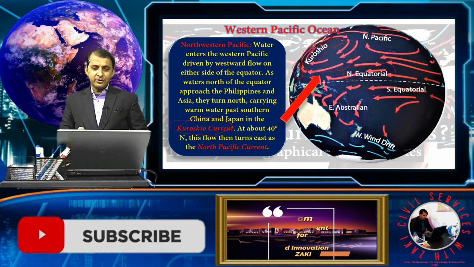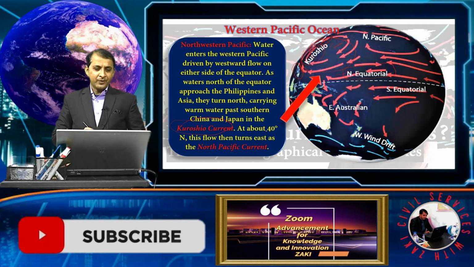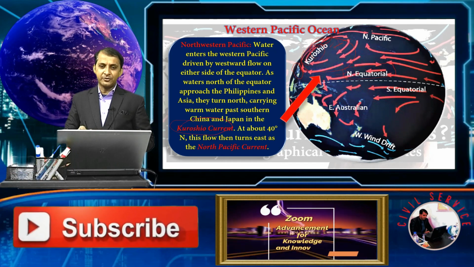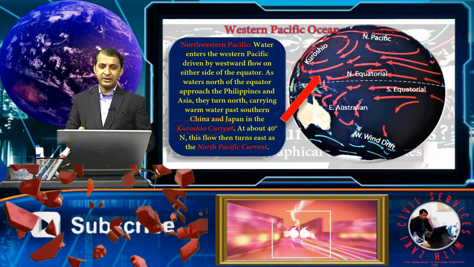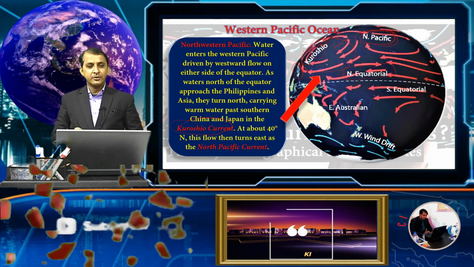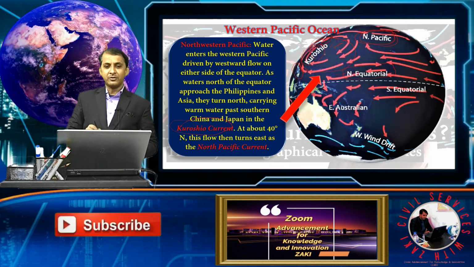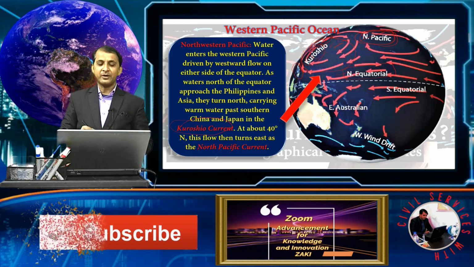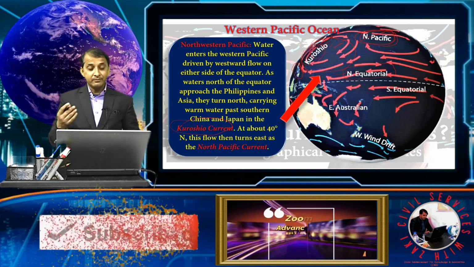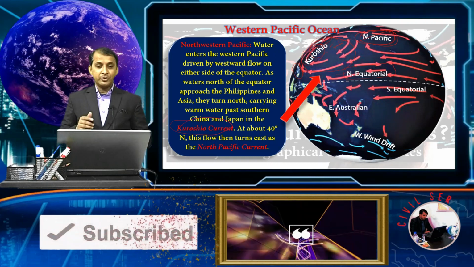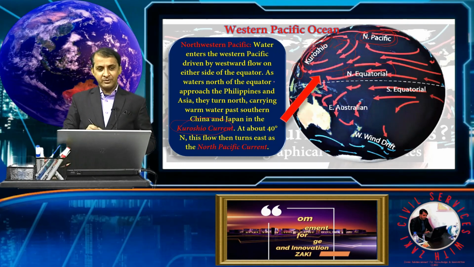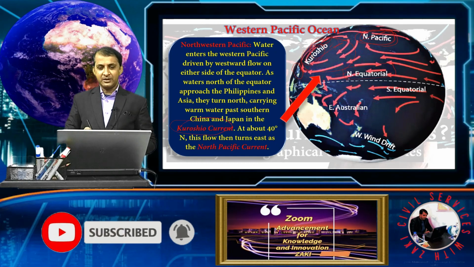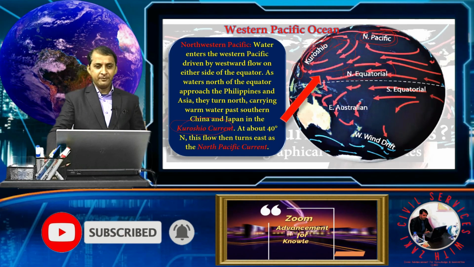At about 40 degrees north, this flow then turns into the North Pacific current. So this is basically the northwestern Pacific. The North Pacific current and the Kuroshio current are warm currents. So in the western Pacific, you find the Kuroshio current, North Pacific current, and North Equatorial current.